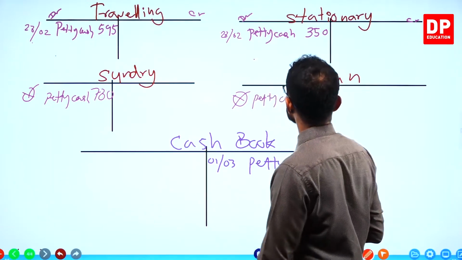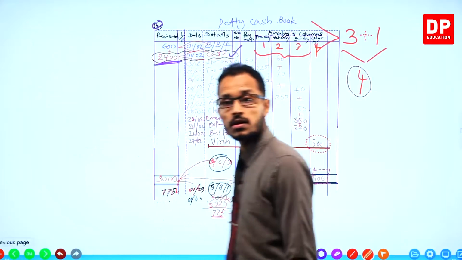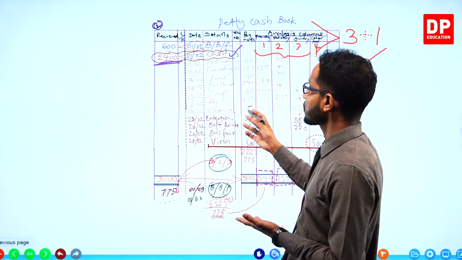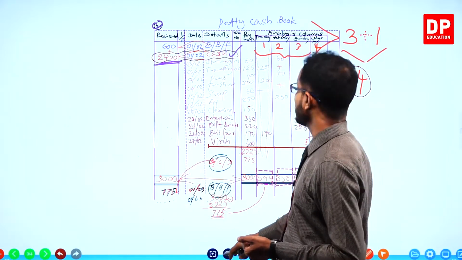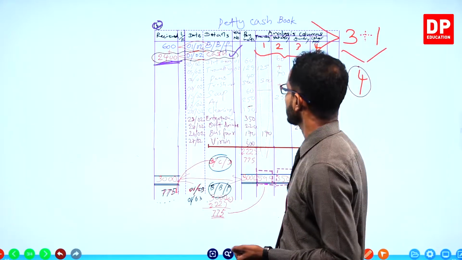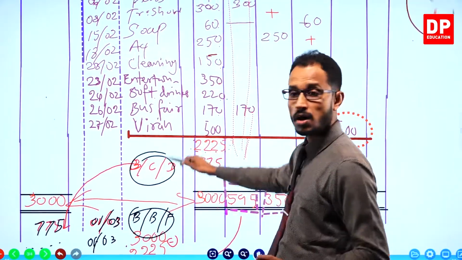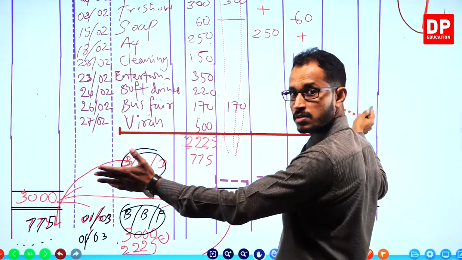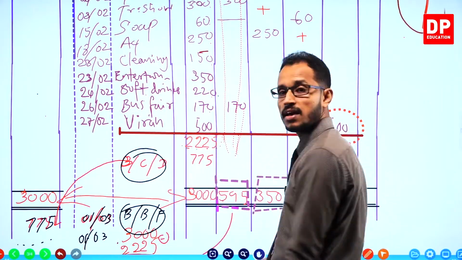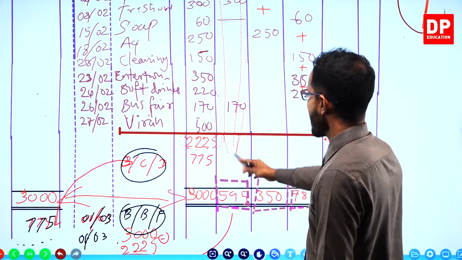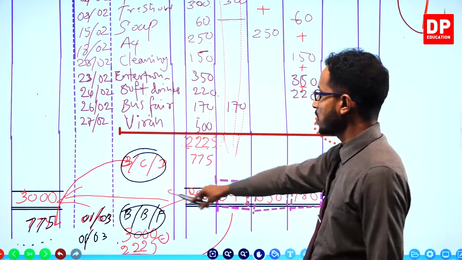Now, we are almost done. Actually, we are done with the petty cash book. Zooming in on the petty cash book, I don't think we can get a full view because our petty cash book is filling the entire screen. Just the important things, children.